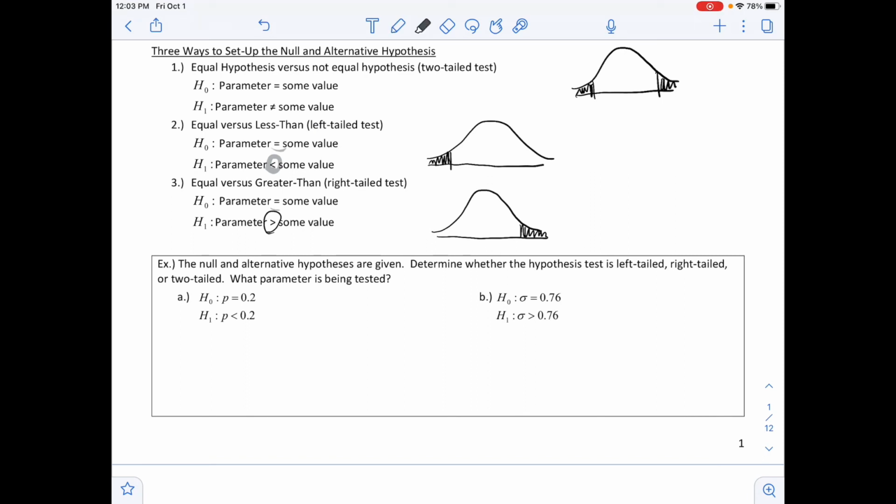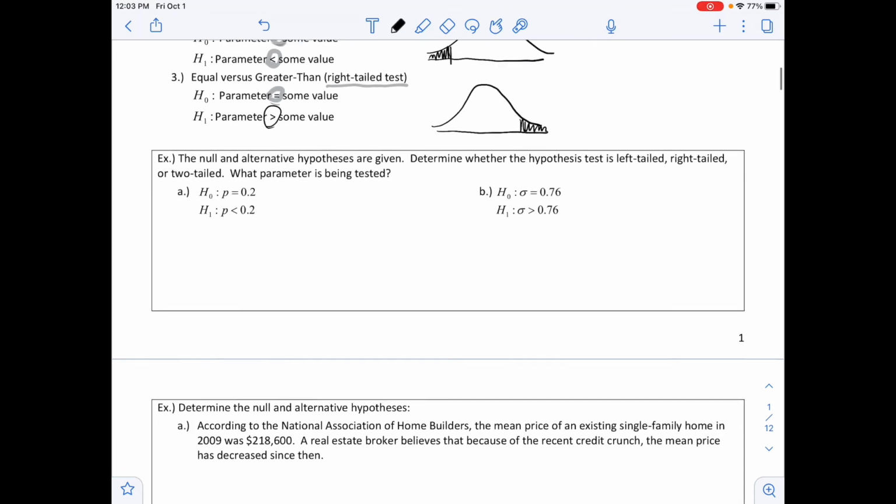One thing to note on here is that our null hypothesis is always going to have an equals to sign. Your alternative hypothesis, or H1, depends again on that wording. If you have a two-tailed, left-tailed, or right-tailed test is going to depend on the symbol that we have. So again, not equals to will be two-tailed. Less than is our left-tailed test. Greater than is our right-tailed test.